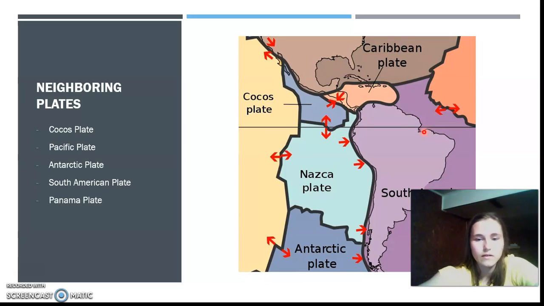Alright, neighboring plates of the Nazca plate. So this is the Cocos plate to the north. This is the Pacific plate to the west. Antarctic to the south. South American to the east. And then there is a little plate in here called the Panama plate.